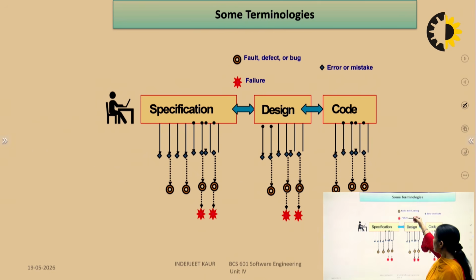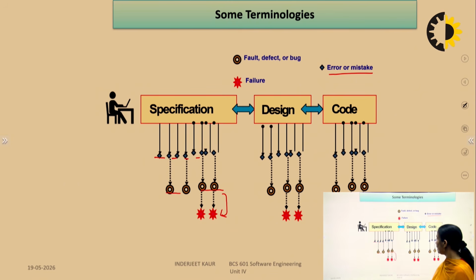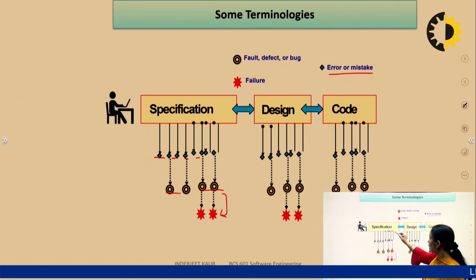These are coming when I am making an error or mistake. So when an error or mistake first occurs, it will lead to a fault, defect or bug, and when the faulty program is executed, it will result in a failure. So these are the kind of failures coming at the specifications.